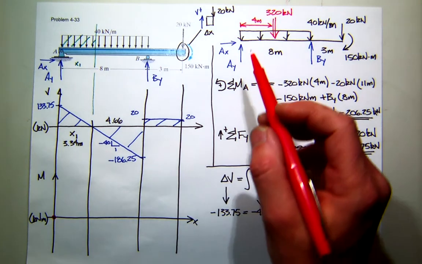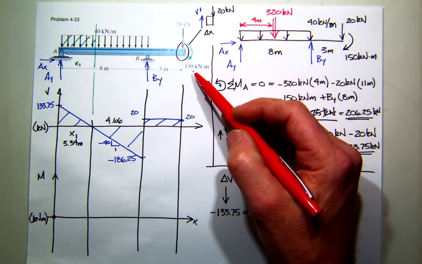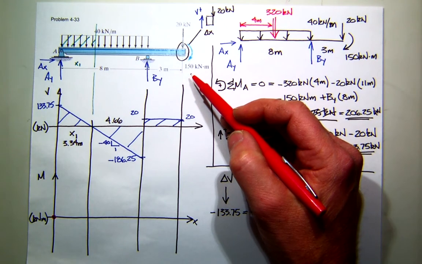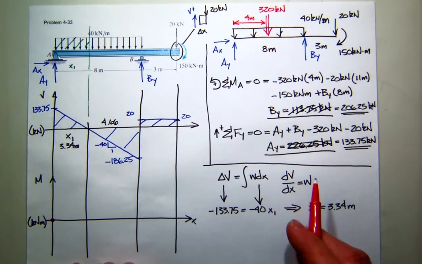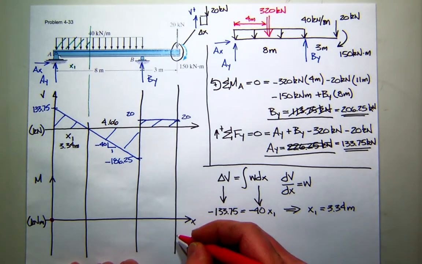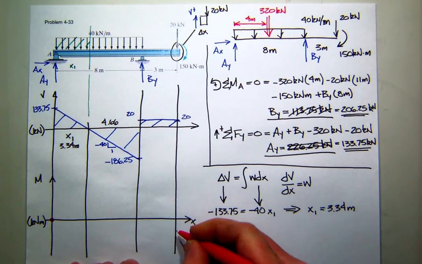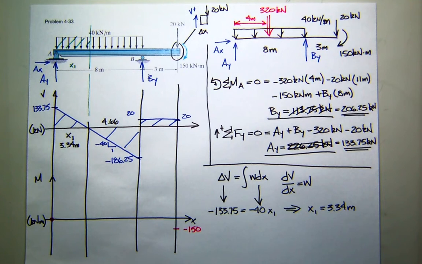What's the moment at the free end? What kind of bending moment is that? Positive or negative? Negative. So that should hit 150. I'm trying to figure out what the scale of this thing's going to be. I'll just put it here, minus 150. Okay, so now we know that.